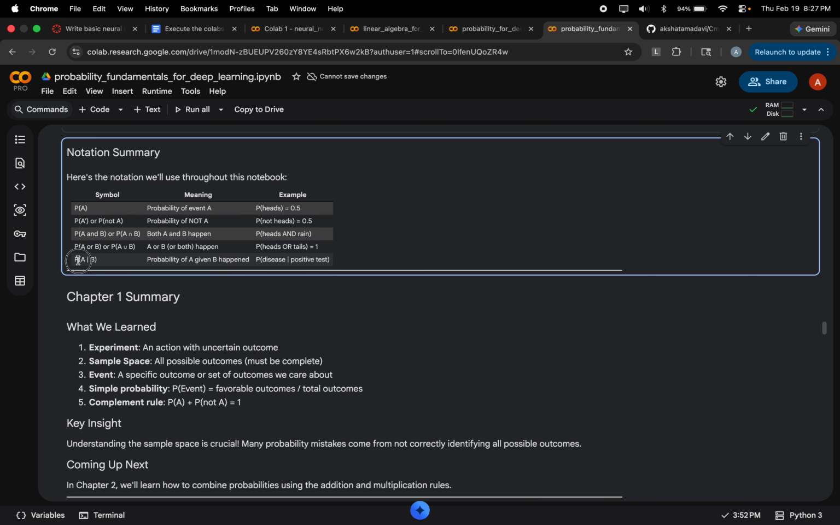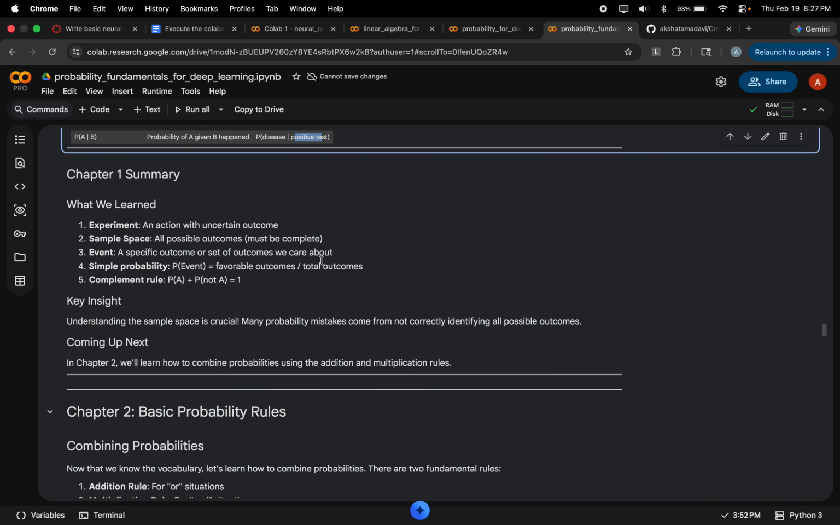And this is P of A given B, the probability of A when B has happened. So it is dependent on B. For example, what is the probability of having the disease given the test is positive? So these are dependent probabilities.